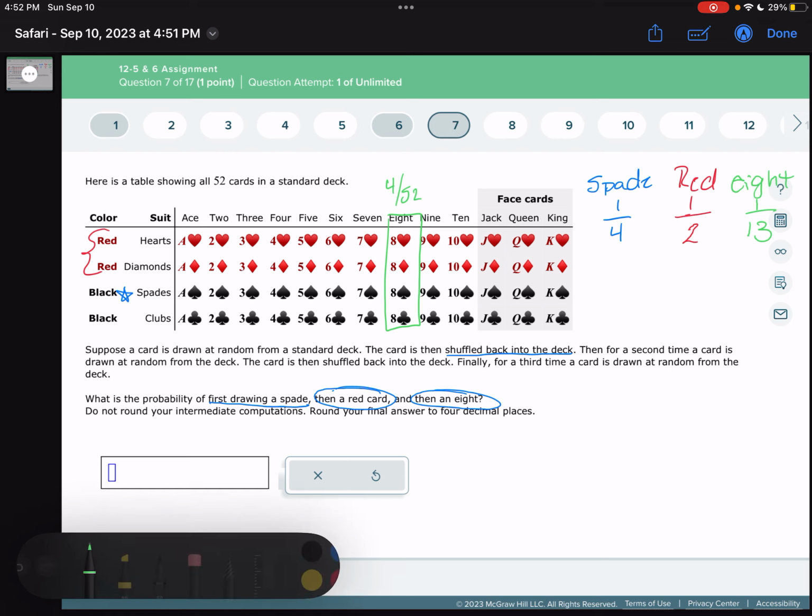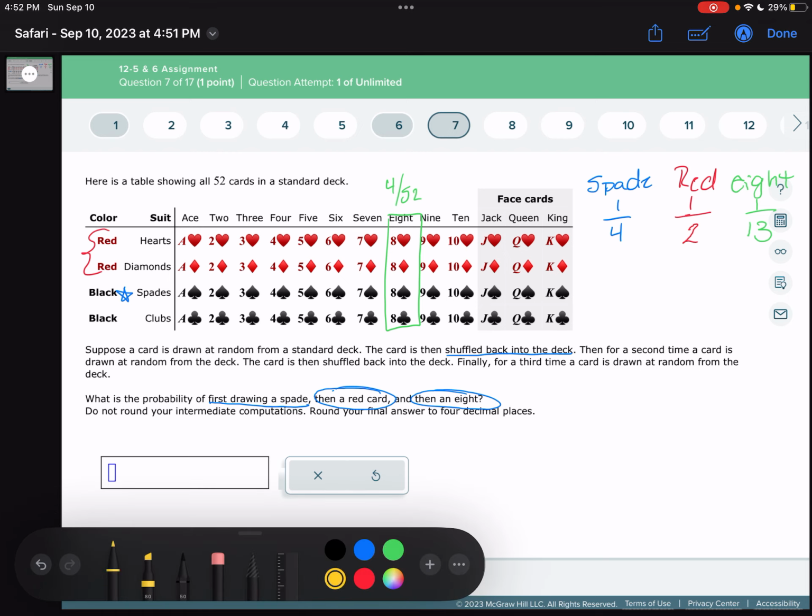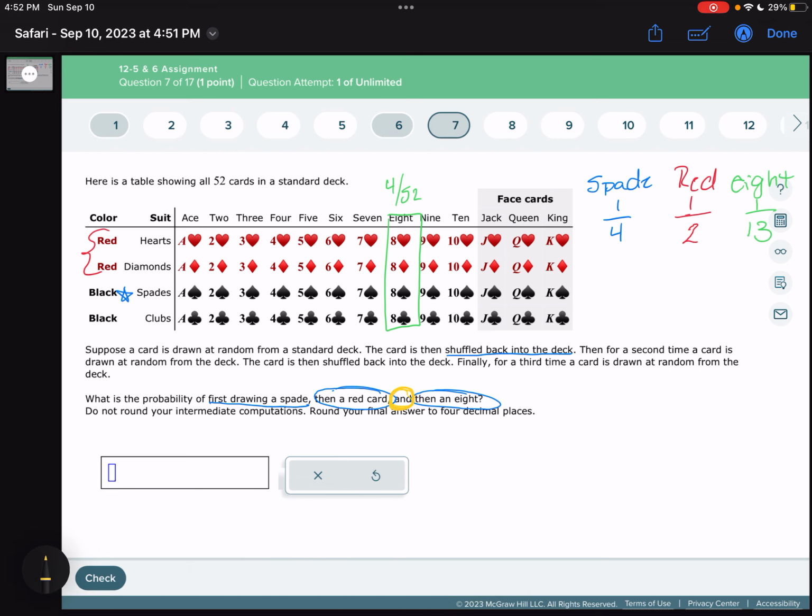I have that special word in here that we want to pay attention to, and that is and. So I want to have my first card as a spade, and then the red card. And whenever I use the word and, remember that means to multiply. We're going to multiply straight across. 1 times 1 is 1 times 1 is 1. And then 4 times 2 is 8 times 13 is going to be 104.